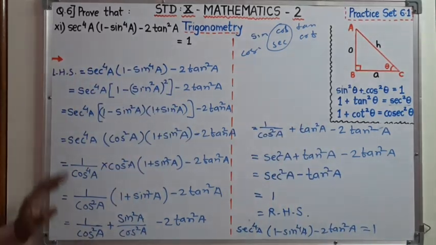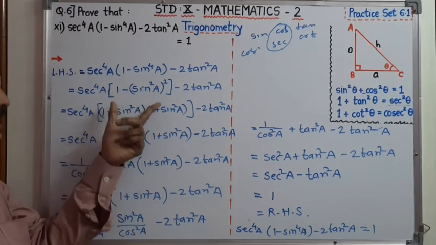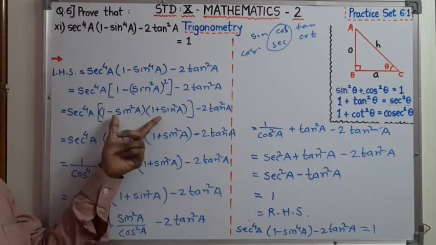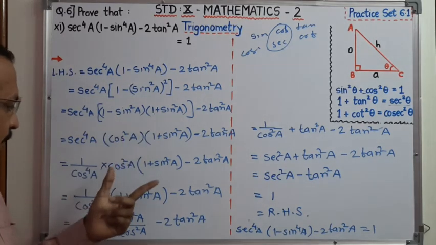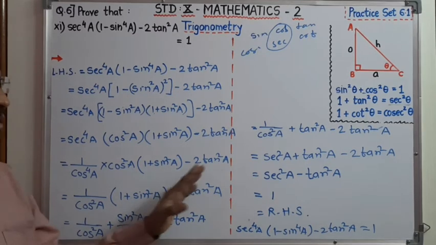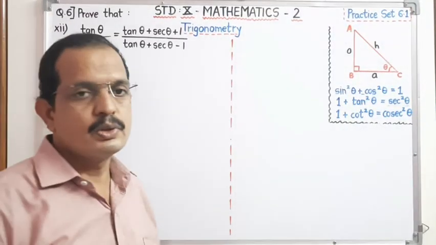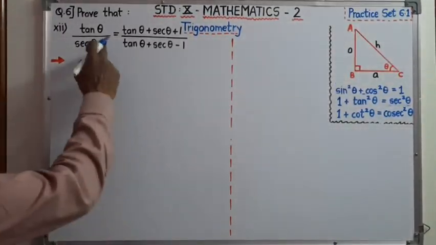Got it? Dear student, go through this sum. These steps are important. Here we have to use the a square minus b square formula. Then here we multiply this. Multiplication is important. Then we will get here tan square a. Go through this and write it down in your notebook. Dear student, see the 12th sum.